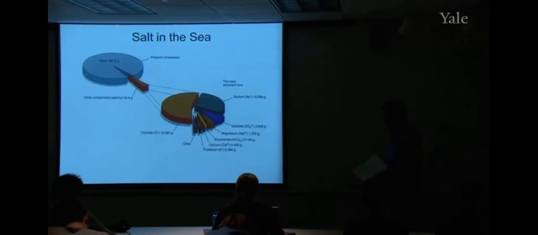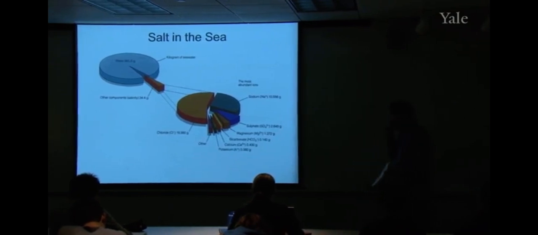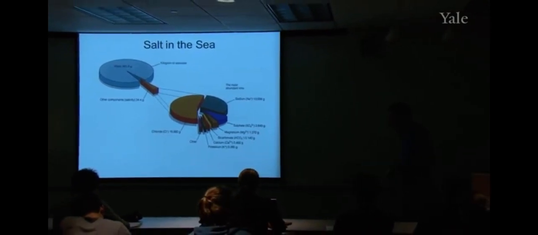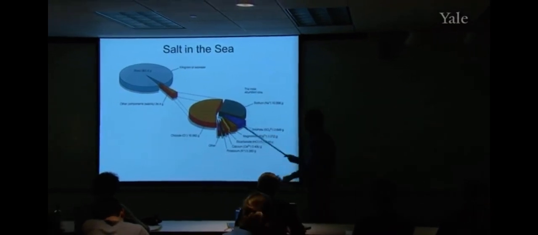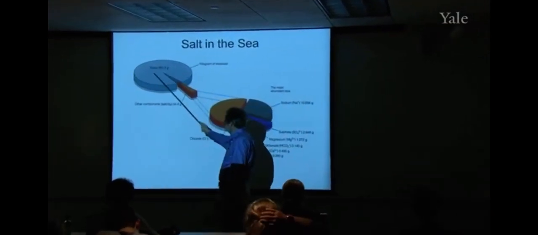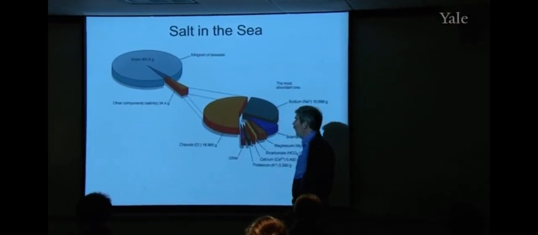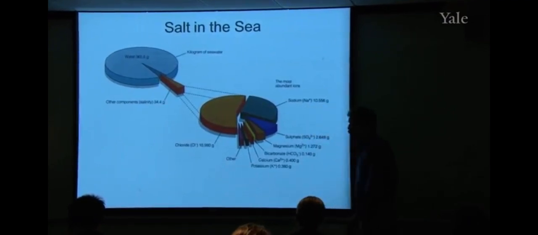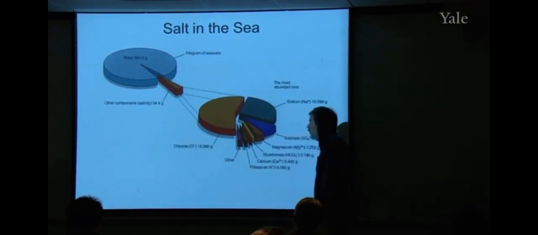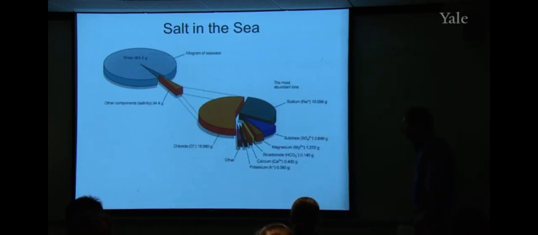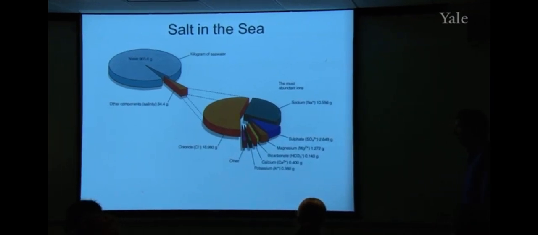Let's take a look at the salt itself, and this will connect a little bit with the lab that you're currently writing up. So if you take a kilogram of seawater, about 965 grams of that is water, H2O, and about 34.4 grams of that, in mass, is the salt.